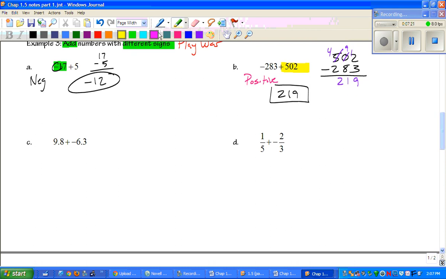Let's look at C. What's bigger, positives or negatives? The positives, so our answer is going to be positive. So now we're going to subtract those numbers because they have different signs. And you get 5. And it's a positive 3.5.